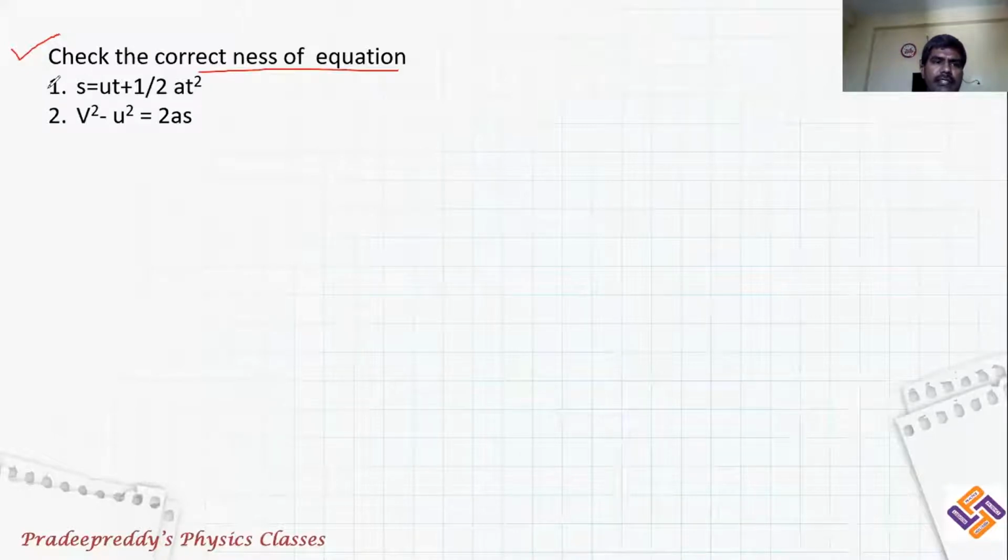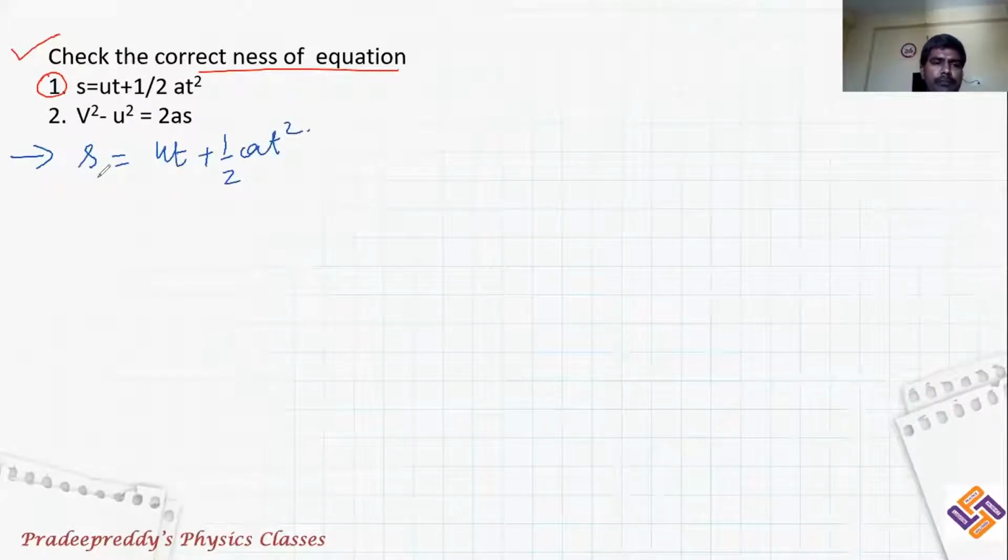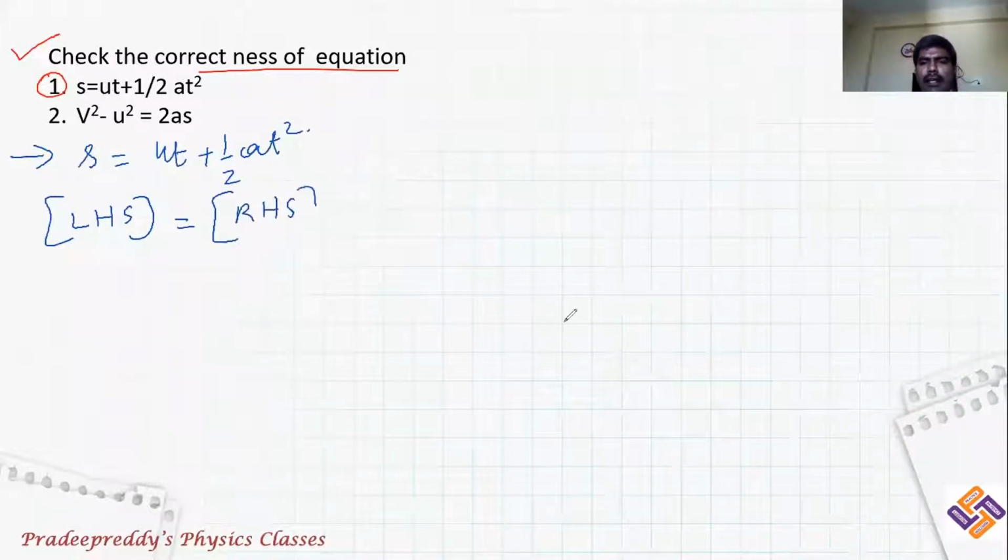See, we have one equation, S is equal to ut plus half at square. I need to check whether that equation is correct or not. Let me take this equation, S is equal to ut plus half at square. Now, as this is an equation, dimensions on the left hand side should be equal to dimensions on the right hand side, is it not? Rule 3, which we discussed in the previous part, states left hand side dimension should be equal to right hand side dimension.